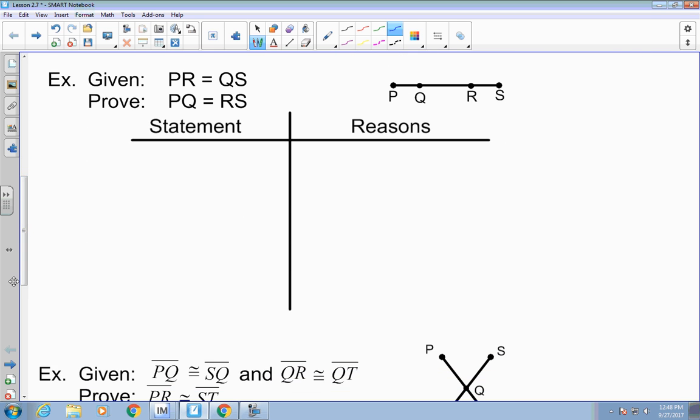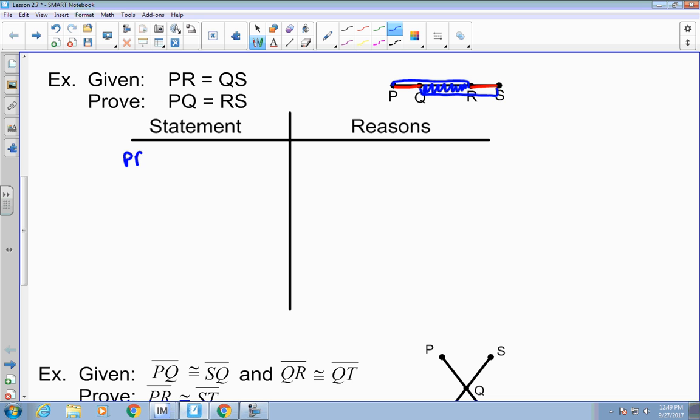All right, so our first problem states that PR is congruent to QS. So this segment right here is congruent to this segment right there. It wants us to prove that PQ is equal to RS. Now, if you think about it, it makes sense. Because if this big blue segment is equal to the other big blue segment, and they share this QR, if I take that QR away, wouldn't it make sense that what's left on each side is equal to each other?